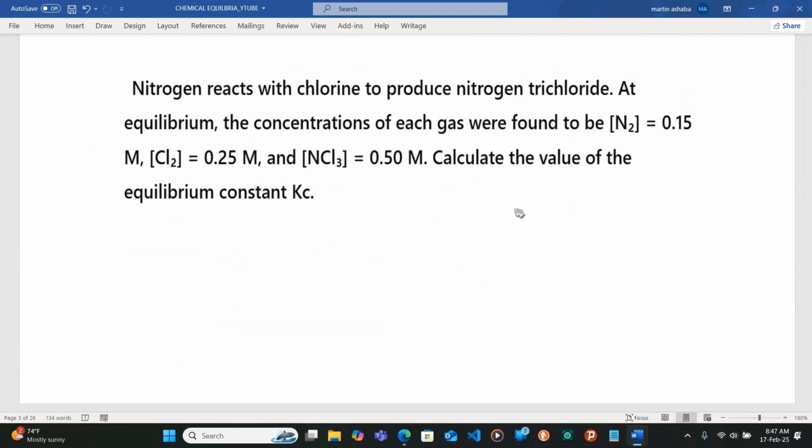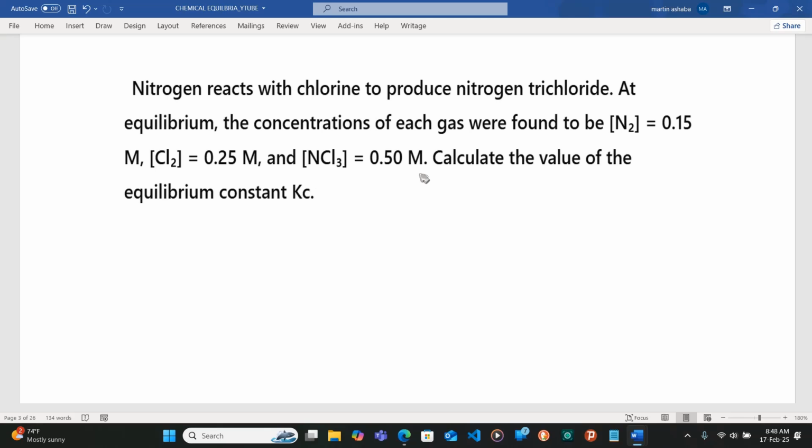Now let's look at this question. Nitrogen reacts with chlorine to produce nitrogen trichloride. At equilibrium, the concentrations of each gas were found to be: the concentration of nitrogen 0.15 molar, the concentration of chlorine 0.25 molar, and the concentration of nitrogen trichloride 0.5 molar. So we are required to calculate the value of the equilibrium constant Kc.